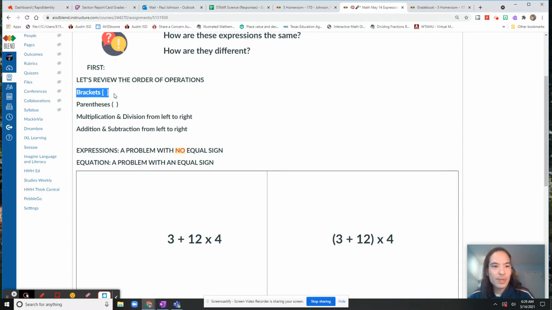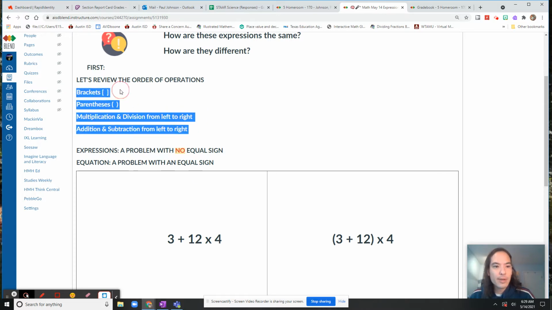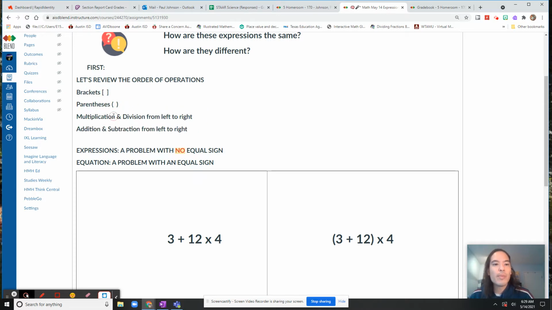First step, we have to do whatever's in brackets, if there's brackets. Second step, we have to do whatever's in parentheses, if there's parentheses. Third step, we have to multiply and divide from left to right in the problem. And then the fourth step, we have to add and subtract from left to right in the problem. If we do everything in this order, we'll get the right answer. If we do things out of order, then we might get a different answer, which would not be the correct answer.